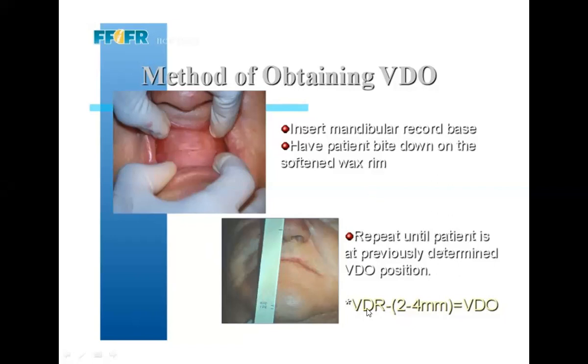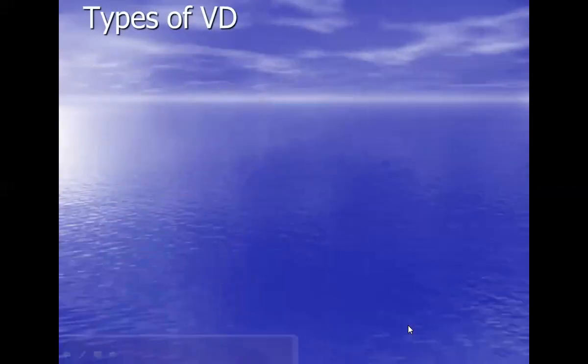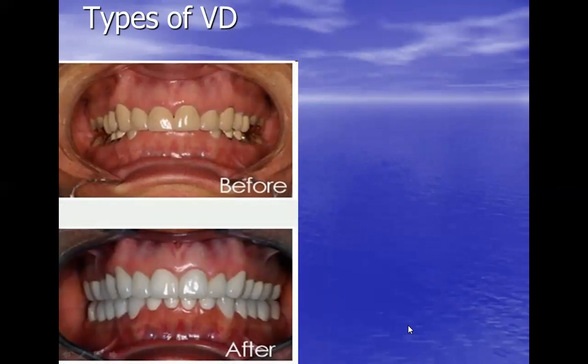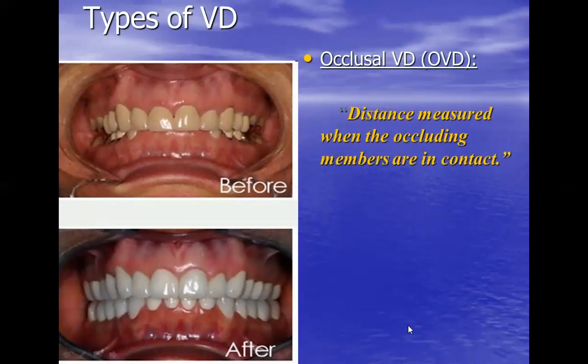So what is the vertical dimension of rest? Just focus here on the last line. Vertical dimension of rest minus 2 to 4 millimeter is equal to vertical dimension of occlusion. What is this 2 to 4 millimeter? See, this is your vertical dimension of occlusion, when the upper and lower occluding units are meeting together, in your dentate patient. But in edentulous patients, you do not get this facility.